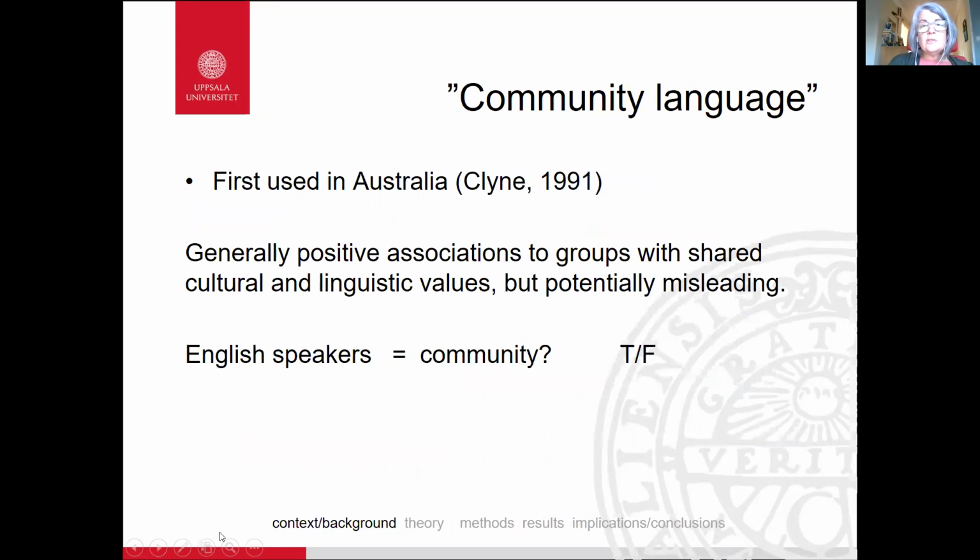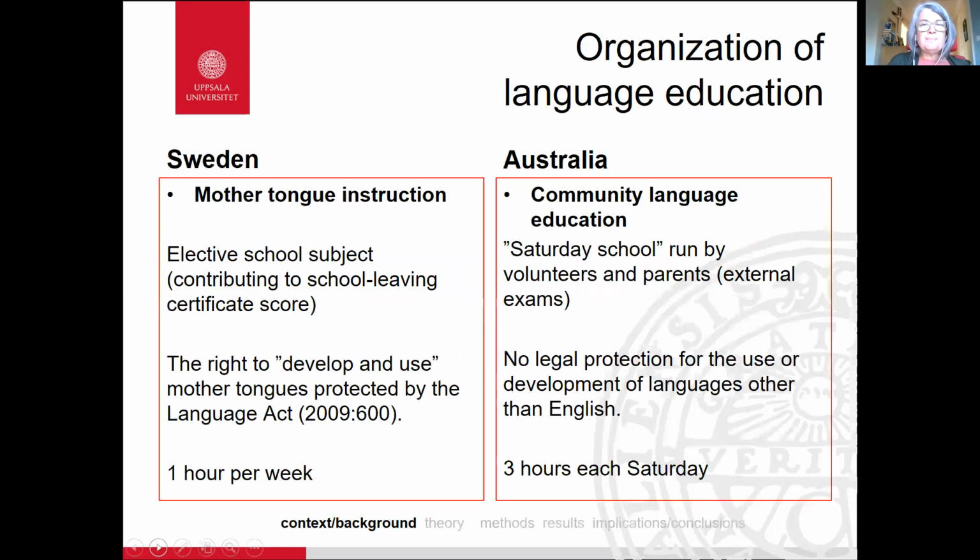In Australia, these languages are called community languages, and this term was devised by Michael Clyne in 1991. Generally speaking, this term has more positive associations to groups with shared cultural and linguistic values, but it potentially is misleading. Are English speakers in Australia, for example, a community, or is English a community language? There are some people that have argued that this term community languages is not really accurate either. So with this discussion, I just want to point out that the terms that I use in this presentation are not perfect, but they are what we have to work with at this stage.